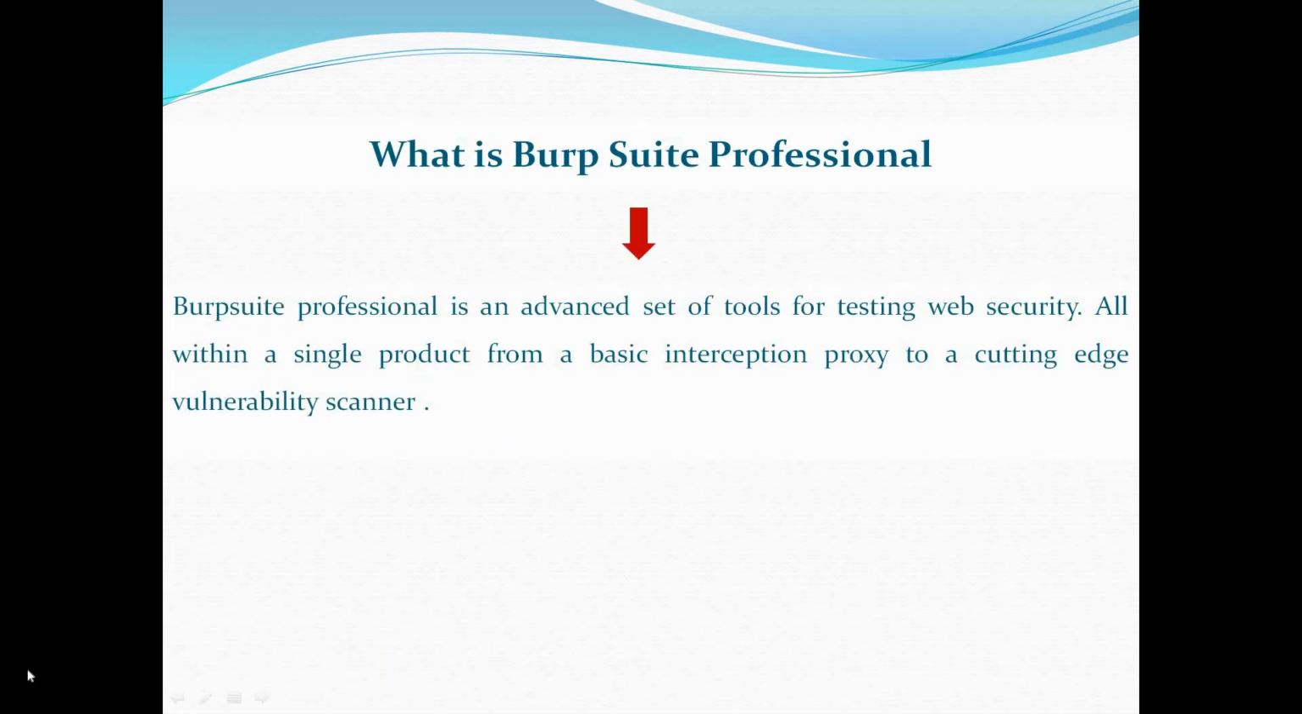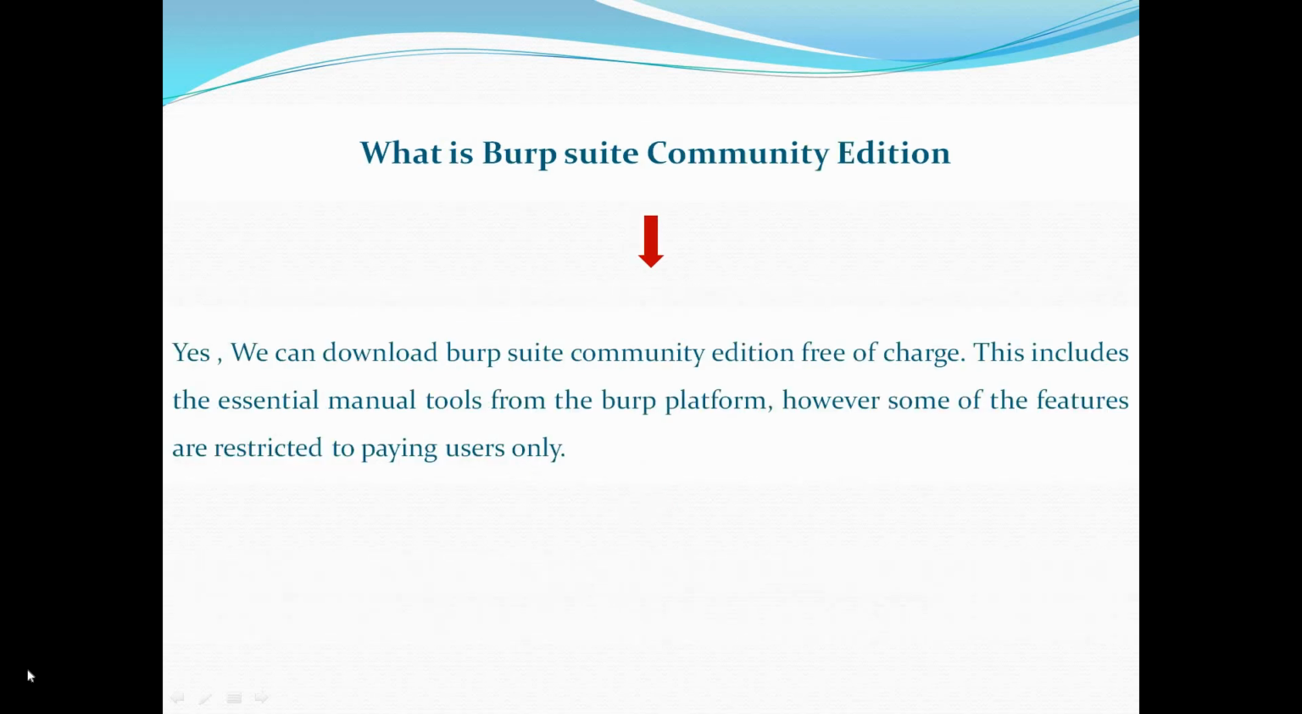Now see what Burpsuite Professional is. Burpsuite Professional is an advanced set of tools for testing web security, all within a single product, from a basic interception proxy to a cutting-edge vulnerability scanner. It is also called a Swiss Army knife for hackers. This is a small description of Burpsuite Professional. And what is Burpsuite Community Edition?